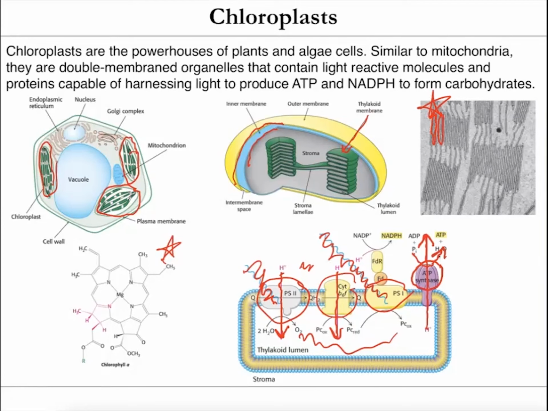But these chloroplasts are the powerhouses of plants and algae cells, and they're quite similar to mitochondria, including the fact that there's also evidence that they arose from an endosymbiotic event where a photosynthetic prokaryote was absorbed by a eukaryotic cell, and now the chloroplast can't survive without the plant cells, and the plant cells can't survive without the chloroplasts. So those are chloroplasts, another very interesting organelle.